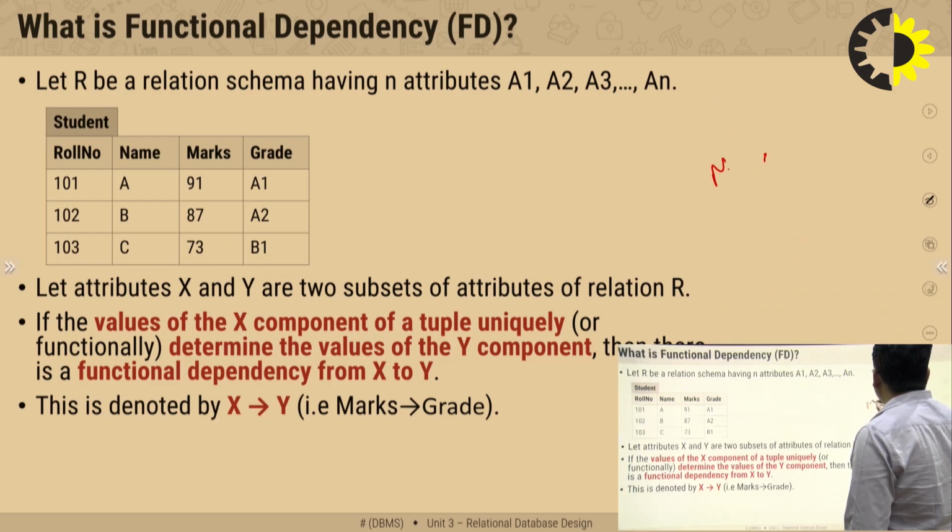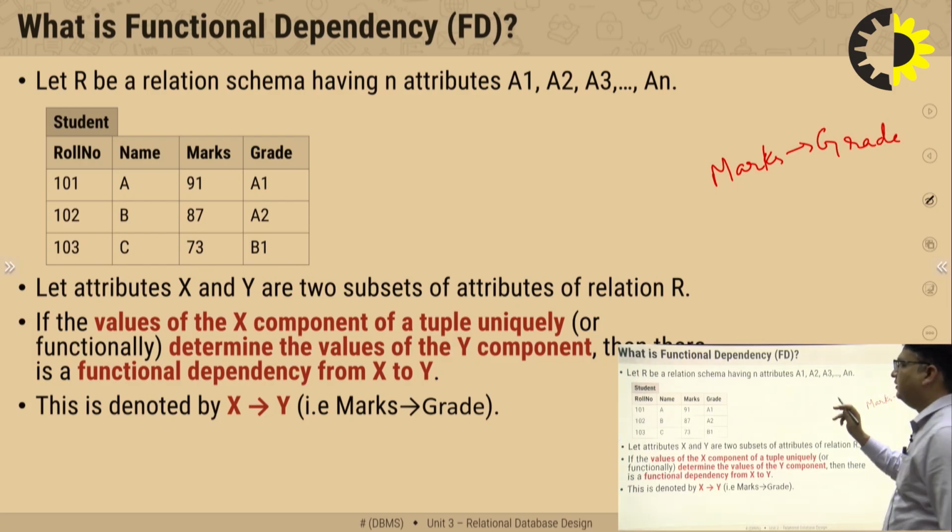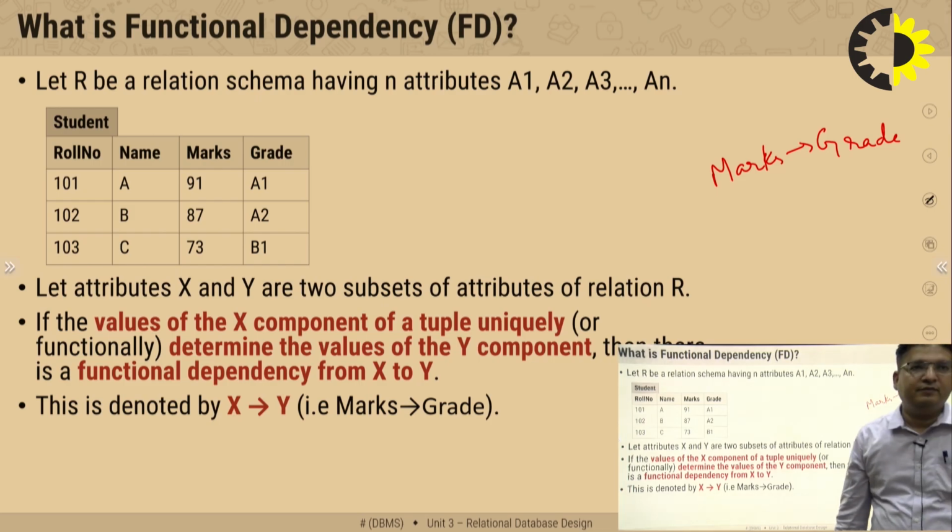So marks determine the grade. This table is having 4 attributes: roll number, name, marks and grade. As we are seeing that marks determine grades, one attribute is determining the other. The attribute that determines the other is the determinant and the other attribute is known as the dependent.